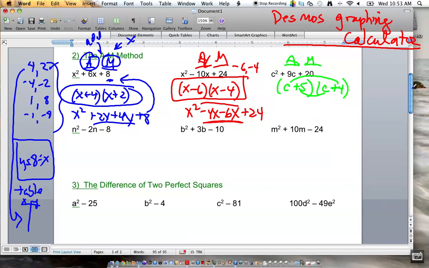Okay? Now, what I suggest you do is you pause this tape for a couple of minutes and try the next 3, and then when you're done with the next 3, turn it back on again, and I will give you the correct answers.